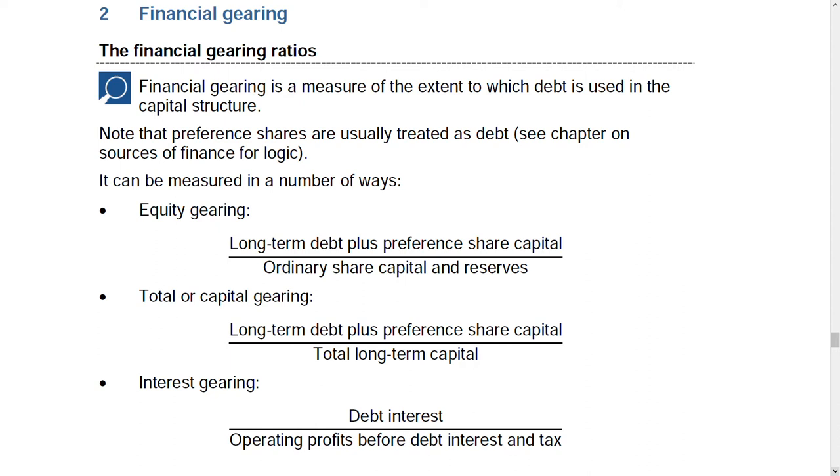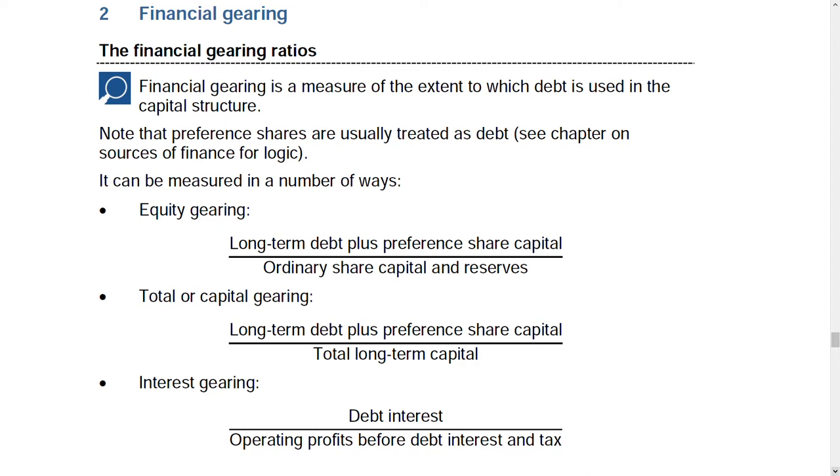Because preference share capital we treat as debt, that also will be taken. Remember, when you take debt, it is not short-term debt. You cannot take short-term debt. For that we have another formula, that is interest gearing. Long-term debt only, plus preference share capital. Okay, understood the first one?